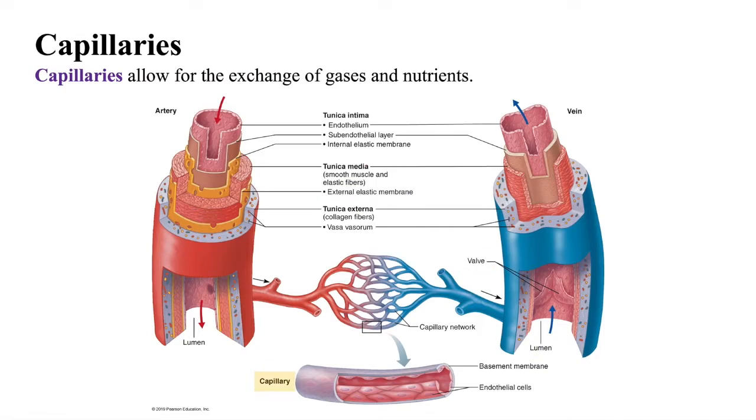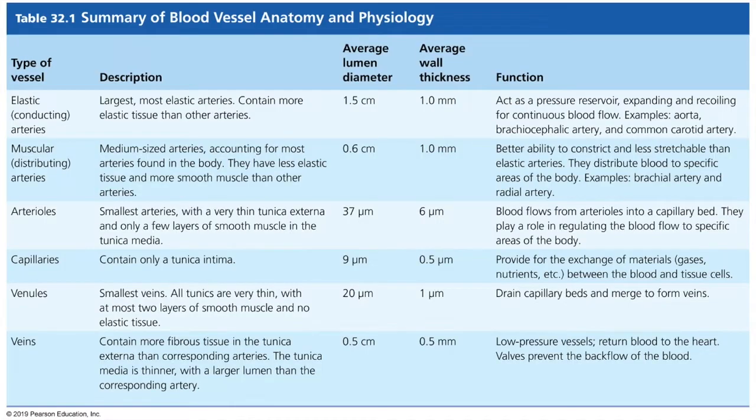Capillaries allow for the exchange of materials, such as gases and nutrients, between the blood and tissue cells. Because of this, capillaries are microscopically thin, containing only a tunica intima composed of endothelial cells. The table in your lab book summarizes more details on blood vessel anatomy and function.